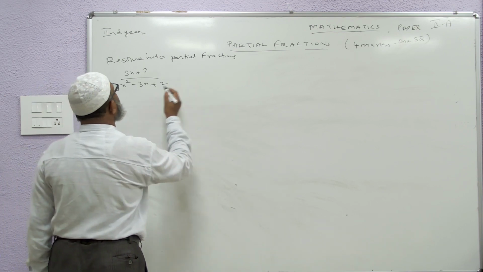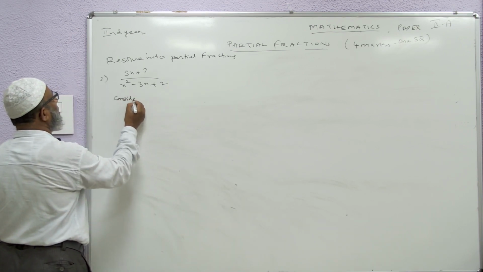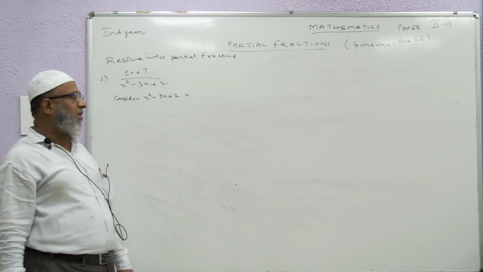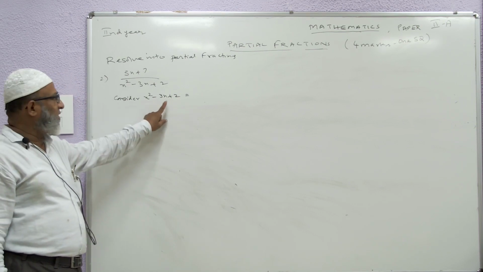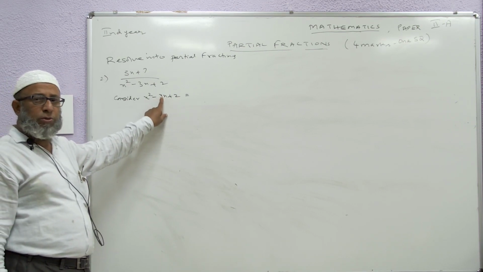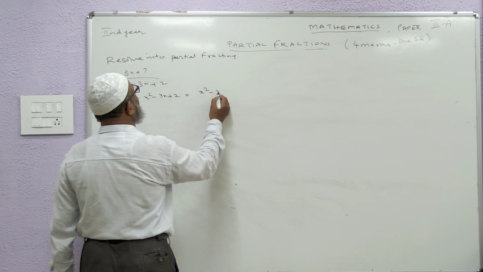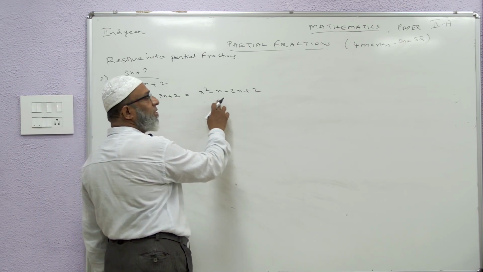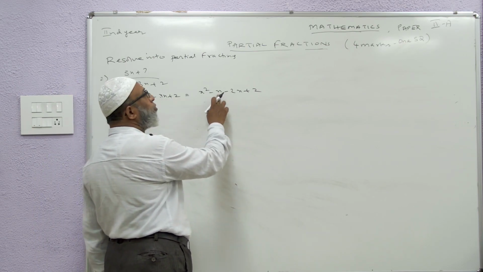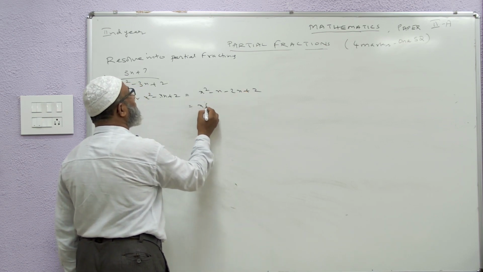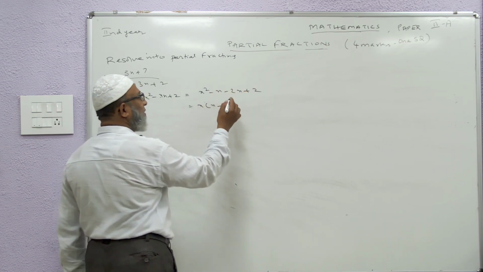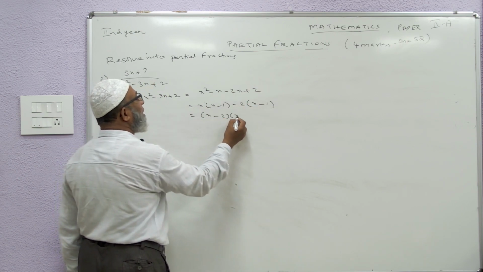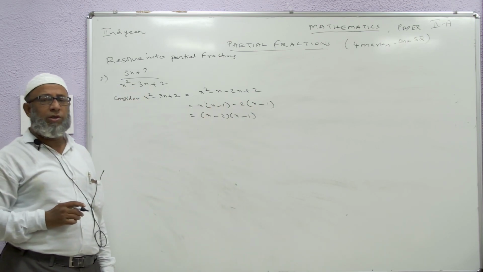Now, if I consider x² - 3x + 2, you know the method of factorization: 2 into 1 is 2, and -1 - 2 is -3, and -1 into -2 is +2. So what are the factors? x² - x - 2x + 2, since -2x - x is -3x. On multiplying, minus into minus is plus, and 2 into 1 is 2, so you are getting this 2. If I take x common, what happened? x minus 1. If I take 2 common, x minus 1. So the ultimately factors are (x - 2)(x - 1).